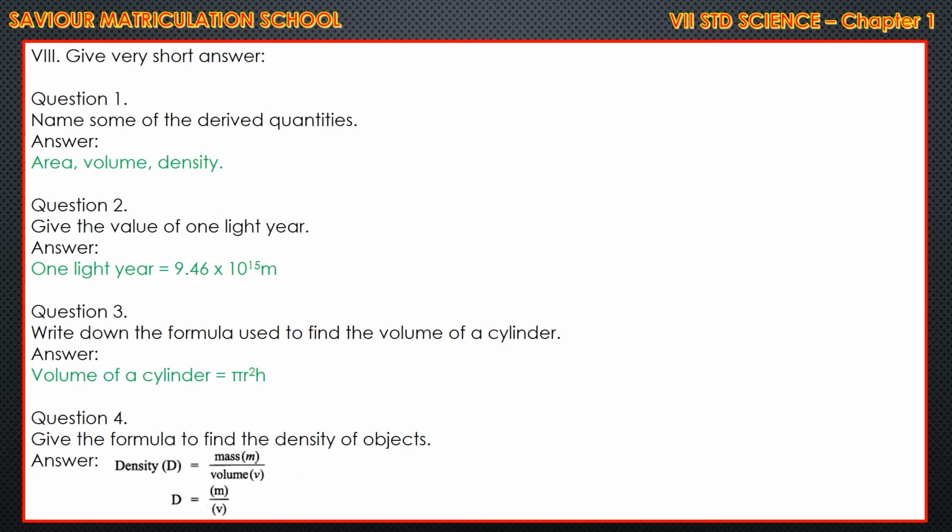Question 3. Write down the formula used to find the volume of a cylinder. So the formula for the volume of a cylinder is pi r squared h. Question 4. Give the formula to find the density of objects. Answer is density is equal to mass by volume. So D stands for density, M stands for mass and V for volume. So D is equal to M by V.